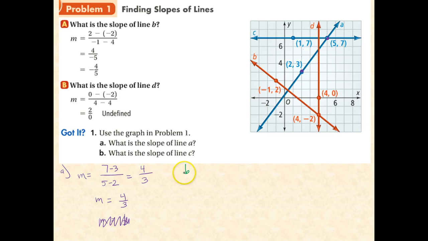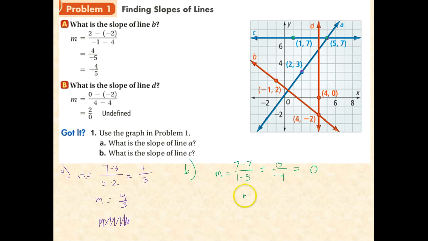Alright, so part B is what's the slope of line C? Line C is here. And I'll do, say I'll do this point, take away this point. So I'm going to do y's on the top, 7 minus 7. X's on the bottom, 1 minus 5. 7 minus 7 is 0. 1 minus 5 is negative 4. And 0 divided by negative 4 is 0.